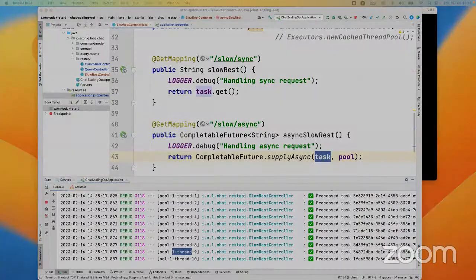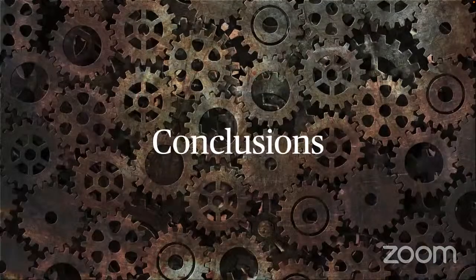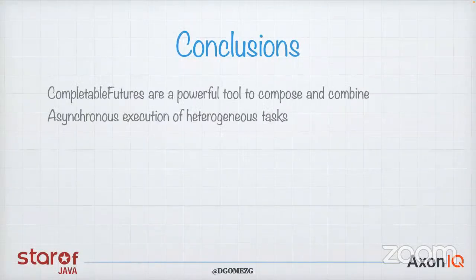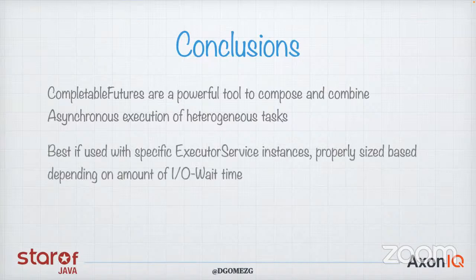So as we are approaching the end of the talk, I'm going to jump very quickly into the conclusions. Basically, my conclusion is that CompletableFutures are a very powerful tool to compose, combine and execute different tasks. But it's always better to use your own ExecutorService instances in order to avoid the common problems of using the common ForkJoinPool or the new thread per task strategy.